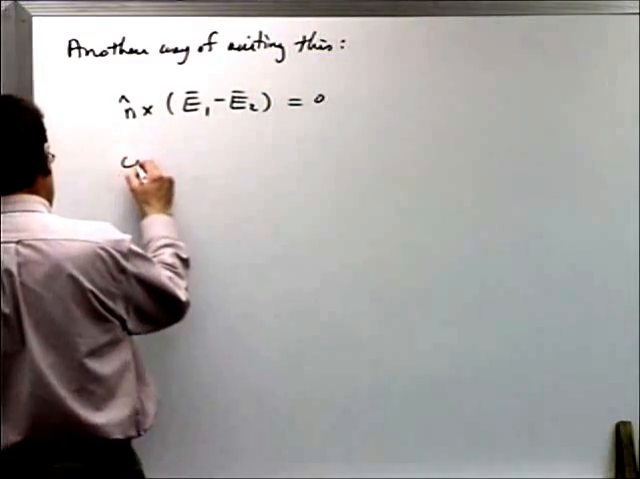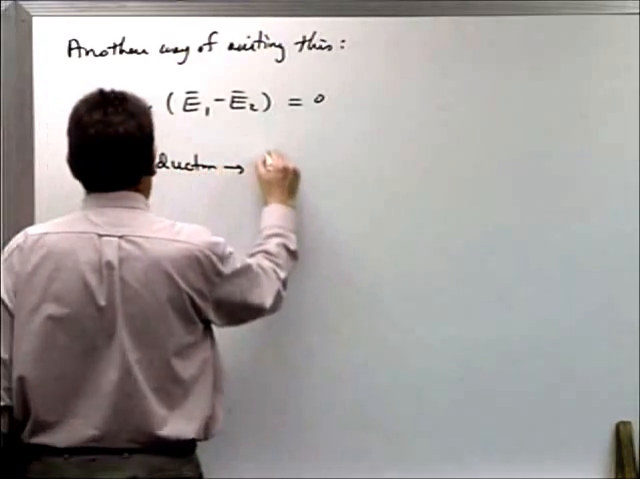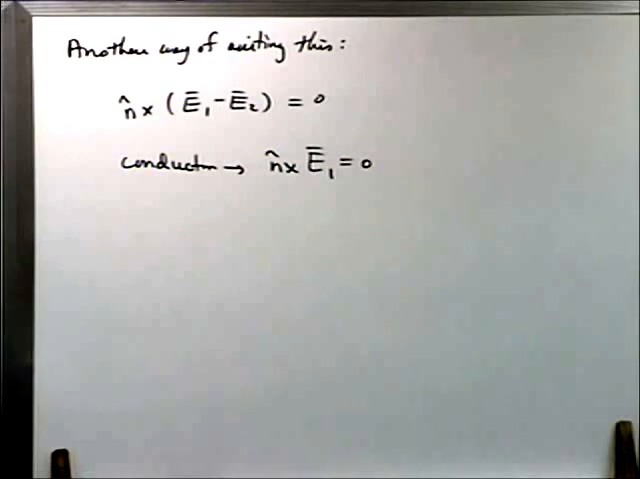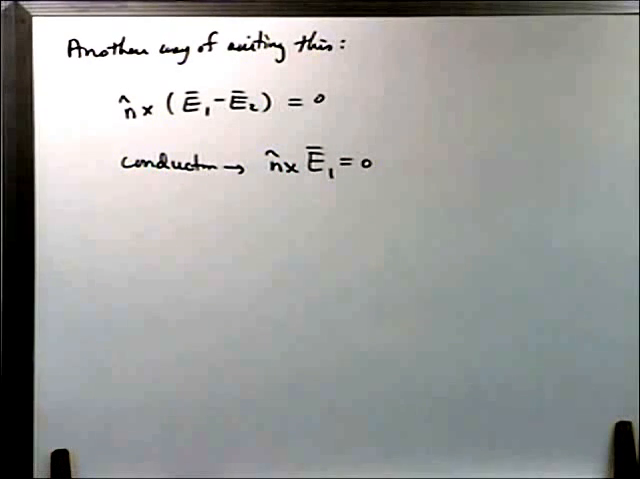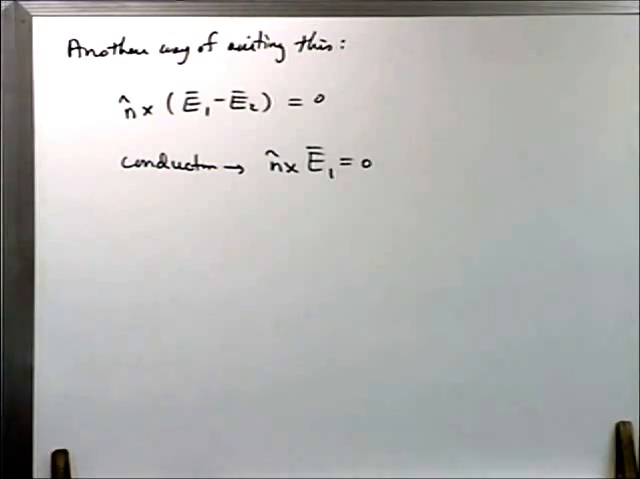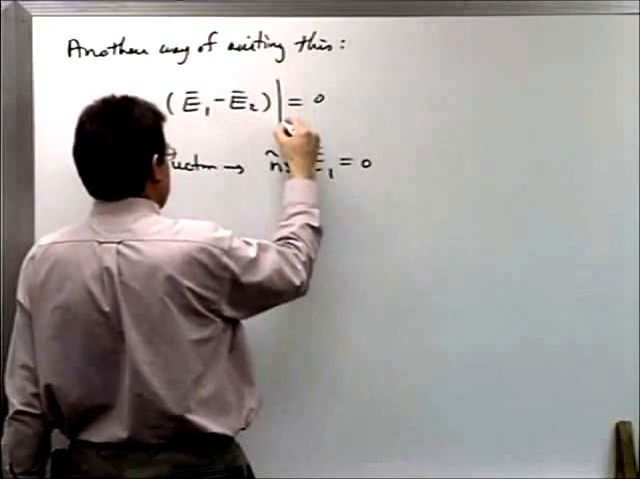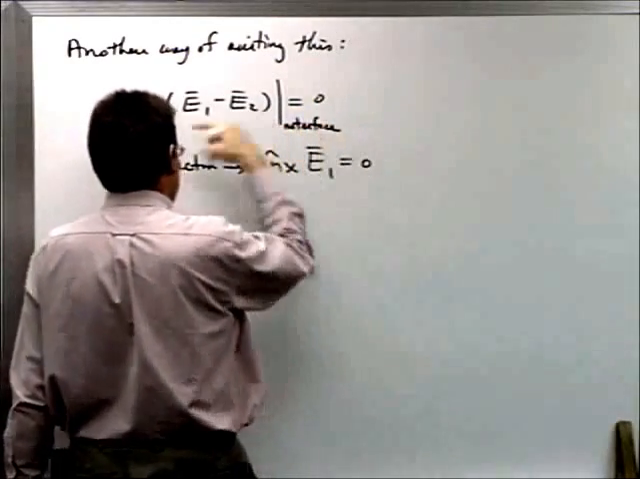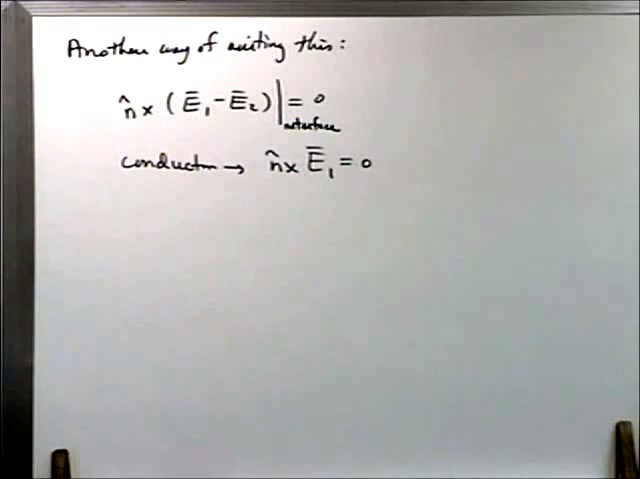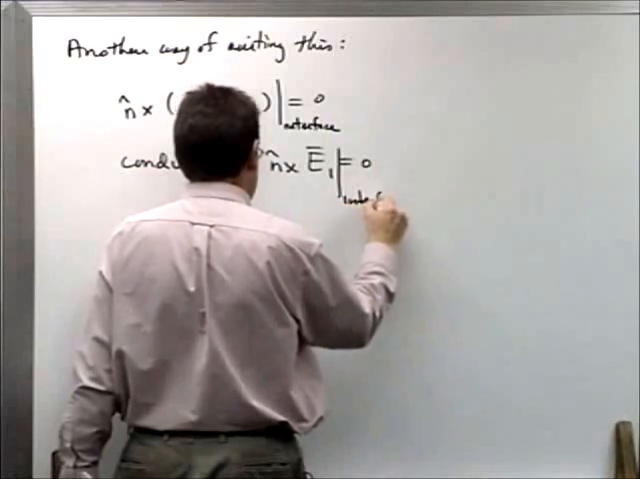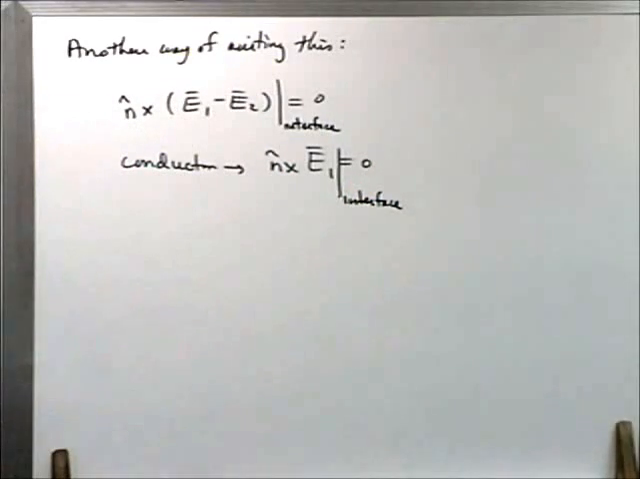So for a conductor, that's the same as saying that n cross E1 has to be 0. Or n cross E just outside the conducting surface has to be 0. So that's the same as saying E1 tan has to be 0. Okay. This condition only holds right on the interface. So a more accurate way of writing this would be to say n cross (E1 minus E2) right at the interface has to go to 0, or n cross E1 right at the interface has to equal 0 if it's a conductor.